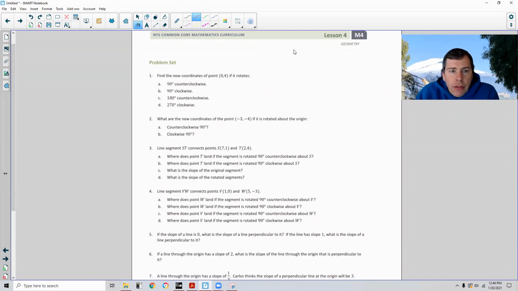Okay, page 4 brings us to the end of lesson 4. Go to your problem set.